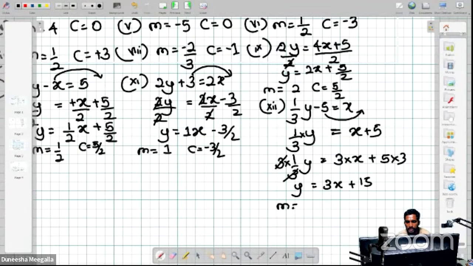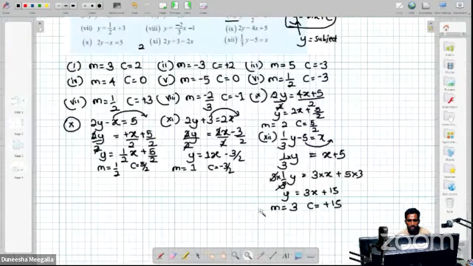What is the gradient now? Satish, did you get the answer that way? Yes, sir. Okay, m is 3 and the intercept is 15. Okay. If you couldn't get the answer, write it down.